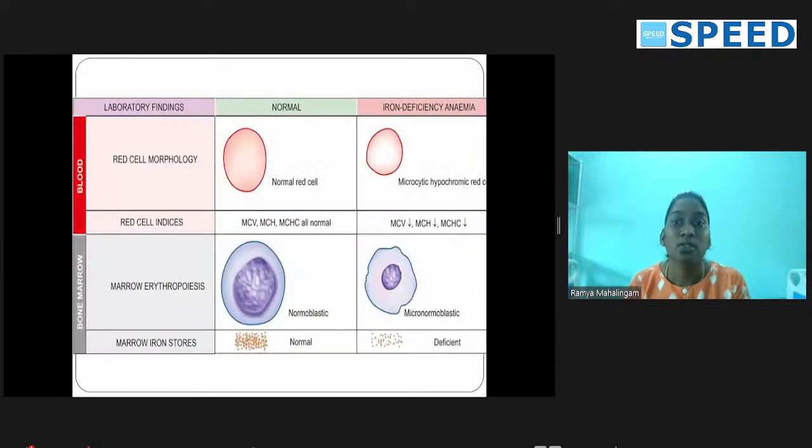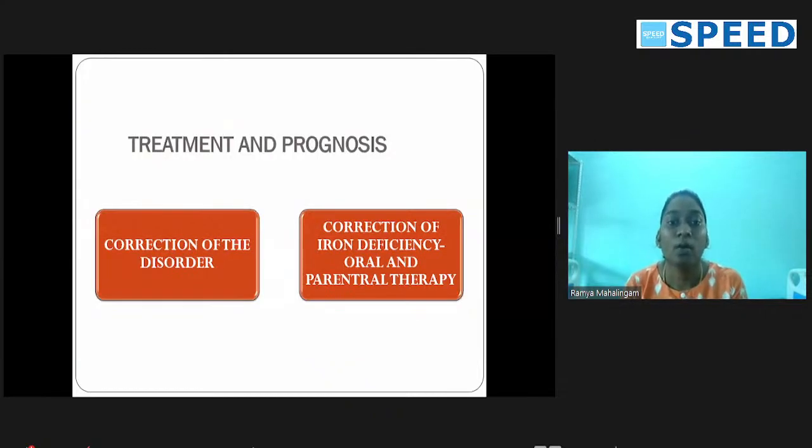These are the differences: how a normal red cell would appear and how a microcytic anemia patient would have a red blood cell, a normoblastic cell as it usually is, and now how it is microblastic. So normal cell numbers, and there is some deficiency here because the production itself is defective. Treatment: correction of the disorder and correction of iron deficiency with the help of oral supplements, and parenteral therapy in case of severely ill patients.